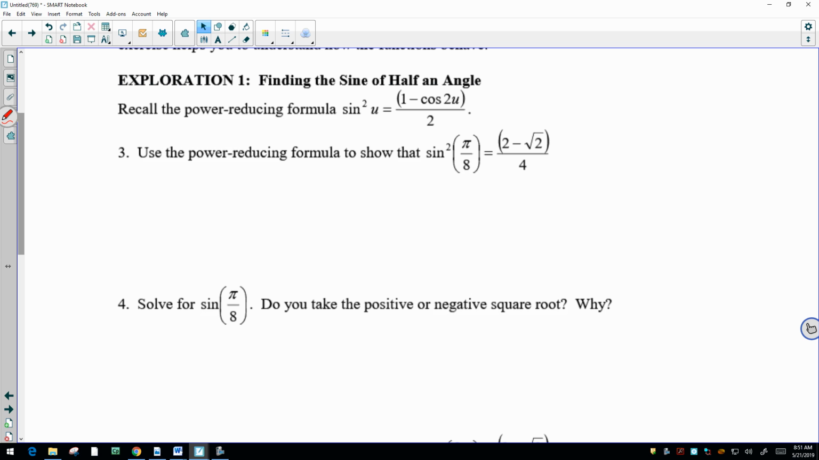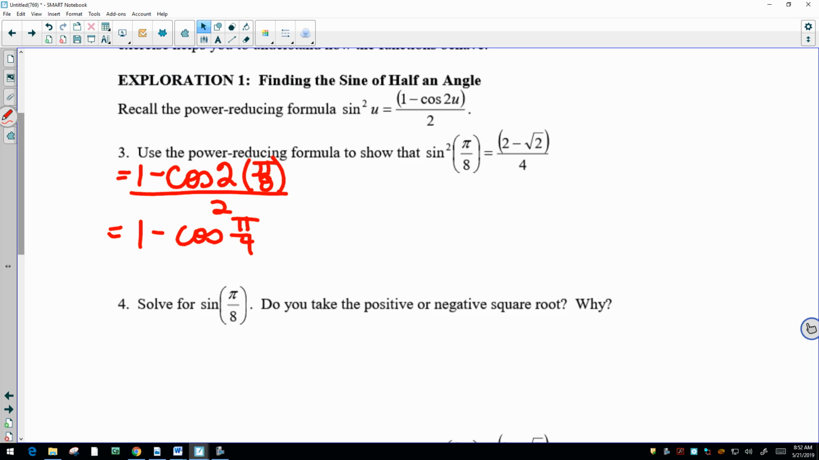So it says we're going to use that power reducing formula to show that this is a correct statement. Okay, so the formula is on the front. Power reducing, a sine squared of an angle, gave us the formula 1 minus cosine of twice the angle divided by 2. So that was on the front sheet. That's a formula that's given to you just using that power reducing. Okay, 2 times pi over 8, if I were to simplify that, that's going to get me cosine of pi over 4.